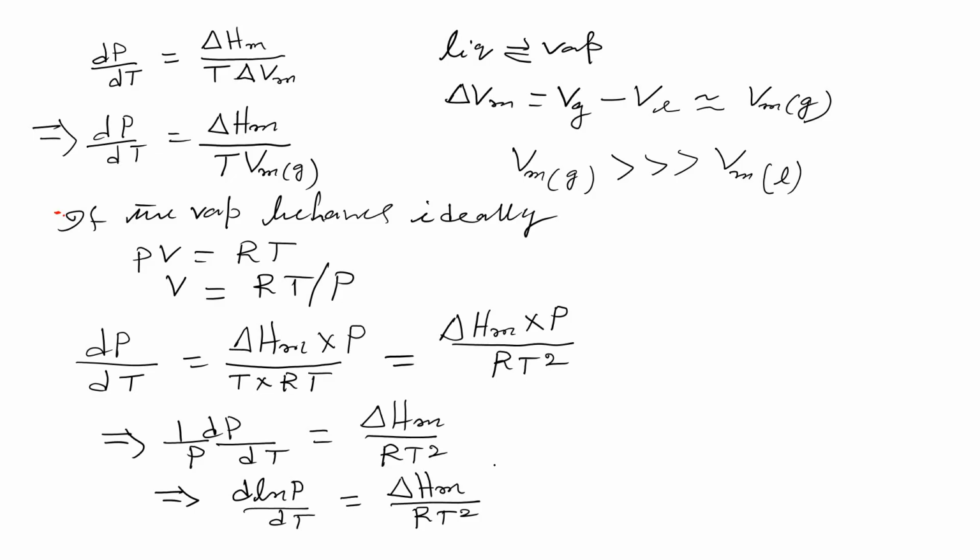Okay. Now, this is your Clausius Clapeyron equation when this solid gas equilibrium or liquid gas equilibrium is not near the critical temperature. Okay. So this is my equation number 1. This is the Clausius Clapeyron equation.